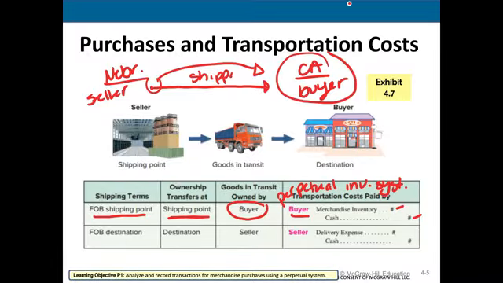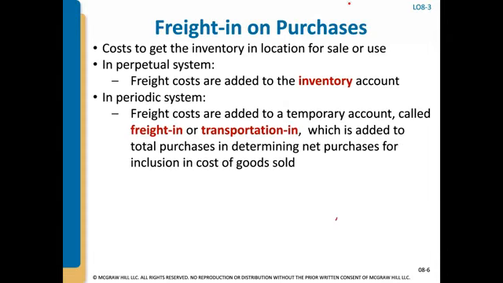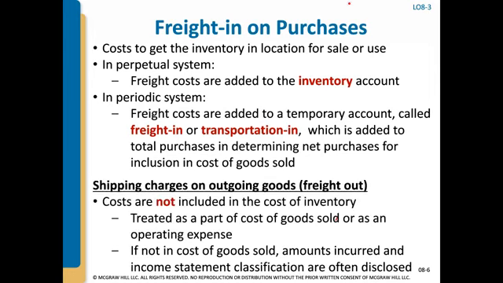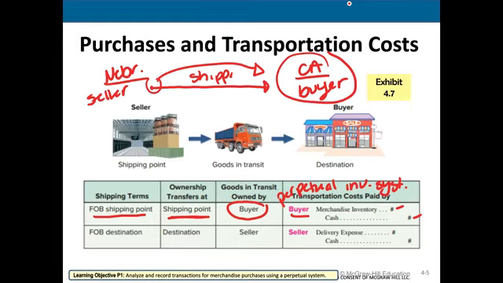Under a periodic inventory system, let me go to the next slide real quick. In a periodic inventory system, it's going to be called freight in or transportation in. It's going to be booked to a temporary account, and then it's going to be added to the total purchases, which is adding it to inventory at the end of the period. So this is for perpetual, and in the periodic, this would be transportation or freight in, which is a temporary account.